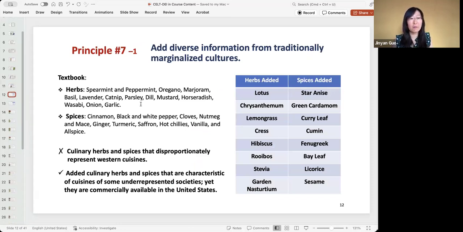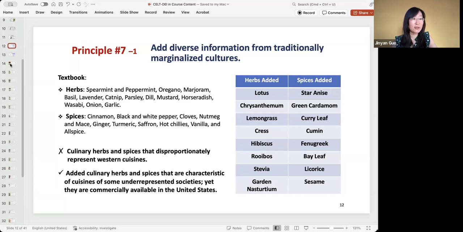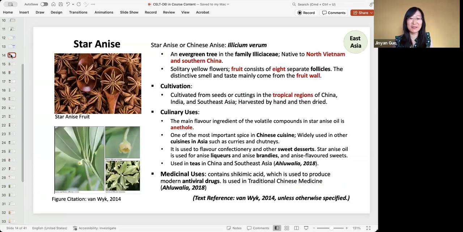And number 7 is actually the focus of my research, because in the chapter on herbs and spices, the herbs and spices chosen disproportionately represent Western cuisines. And I added these herbs listed in the table on the right. I added these herbs and spices that are popular or characteristic of some underrepresented societies, yet they are still available in the United States. So when students learn about this knowledge, they can benefit because they can purchase these in the United States and it may benefit their diet and their health. So these are the herbs and spices I chose, and I'm just going to go through them very quickly to show you the slides I made to provide the actual course content.